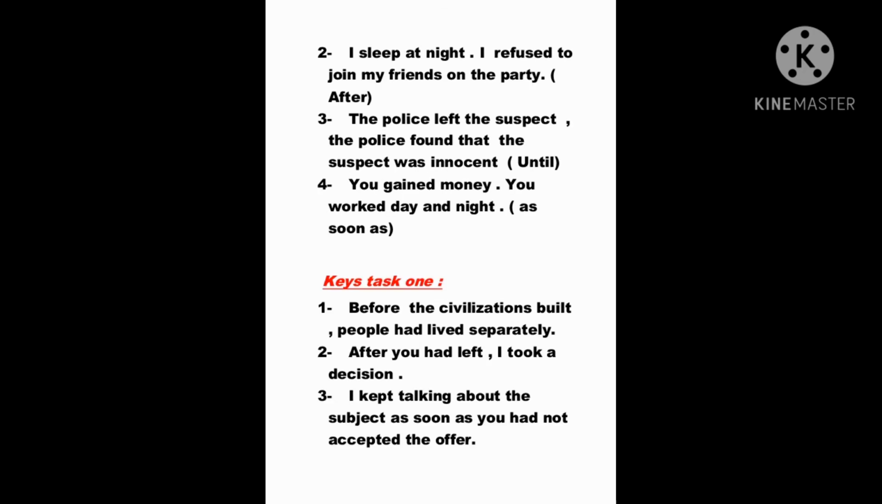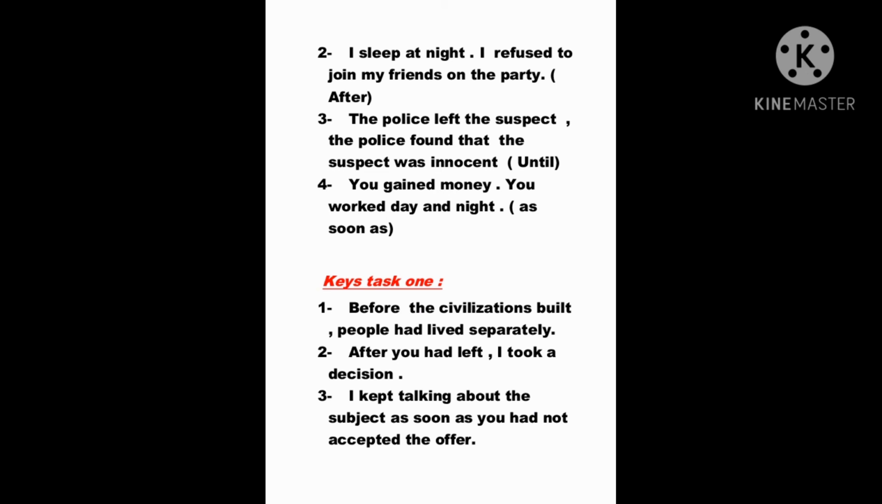We move to the second sentence. I sleep at night. This is the first part. I refuse to join my friends at the party. The conjunction we use is after. The verbs, as you see, aren't conjugated, so you conjugate the verbs too. The police left the suspect. The police found that the suspect was innocent. Here we use until. You gained money. You worked day and night. Here we use as soon as.